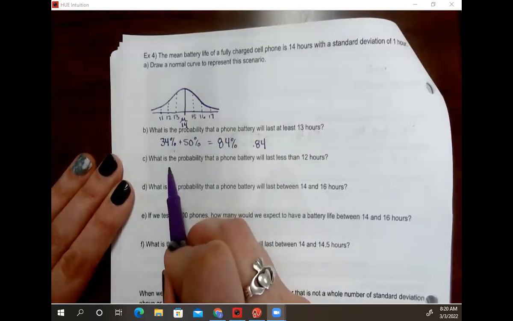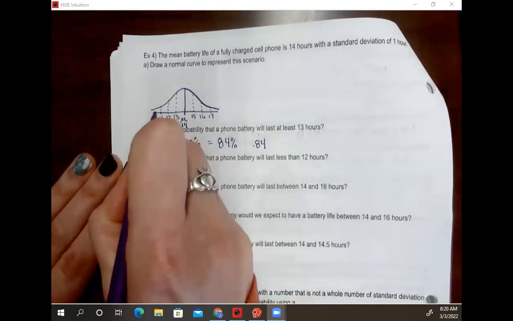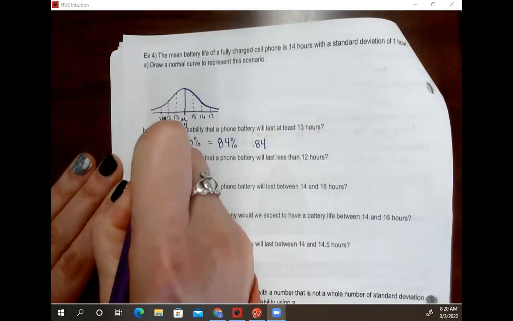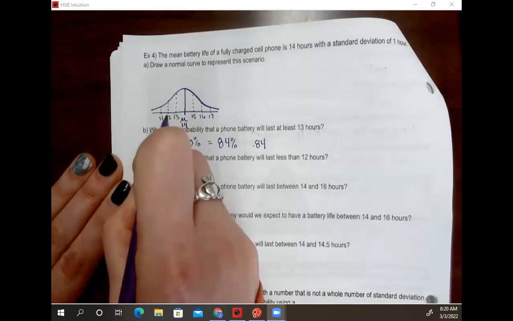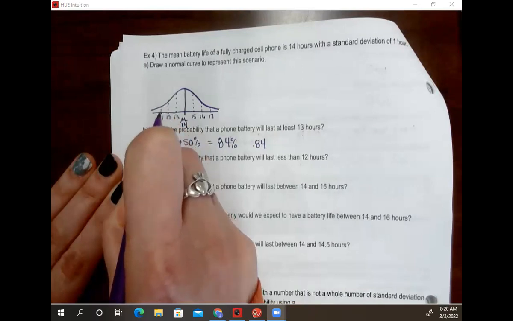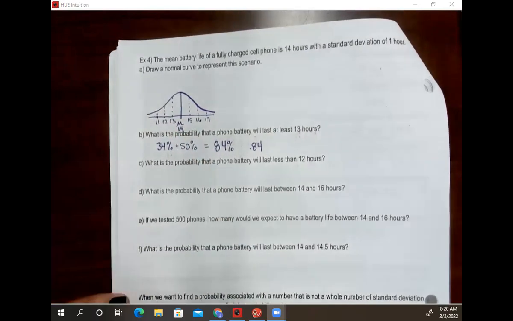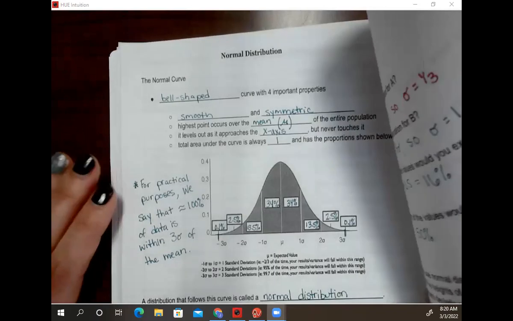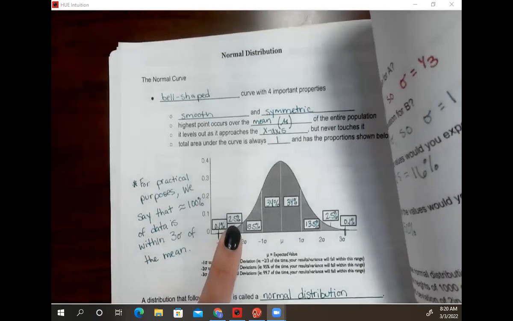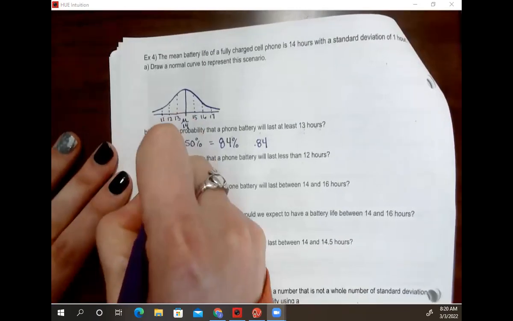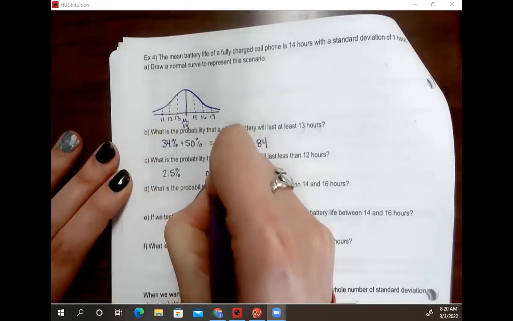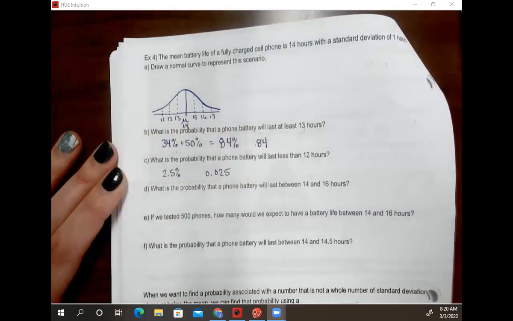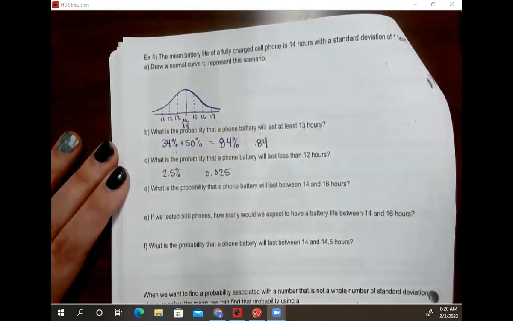C, what's the probability that a phone battery will last less than 12 hours? So 12 or less. So I'm looking at the chunk between 11 and 12. Okay, down here. This is 2 standard deviations below. This is 3 standard deviations below. Again, I can flip back in my notes and see that that's a 2.5% chance. Or if I want to, I can write that probability as a decimal, just like we did earlier this unit.